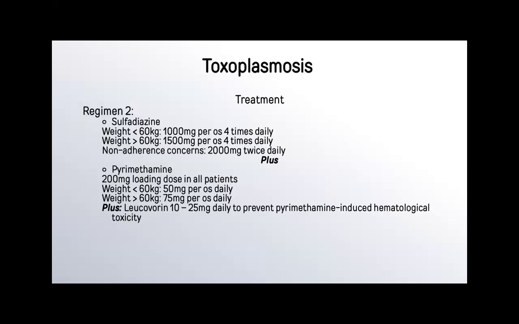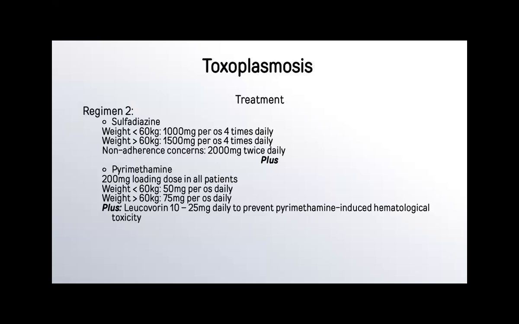In higher resource settings, this is a regimen that is used, which is sulfadiazine. Patients that weigh less than 60 kgs are given 1,000 milligrams orally 4 times daily. Weighing more than 60 kgs, it's 1,500 milligrams 4 times daily. If there's concerns about non-adherence, patients can be given up to 2,000 milligrams twice daily.